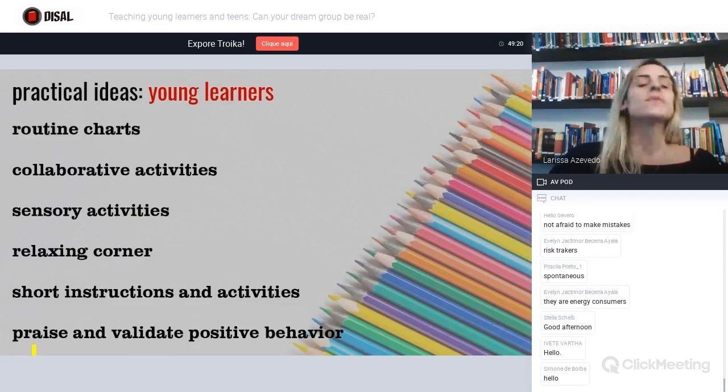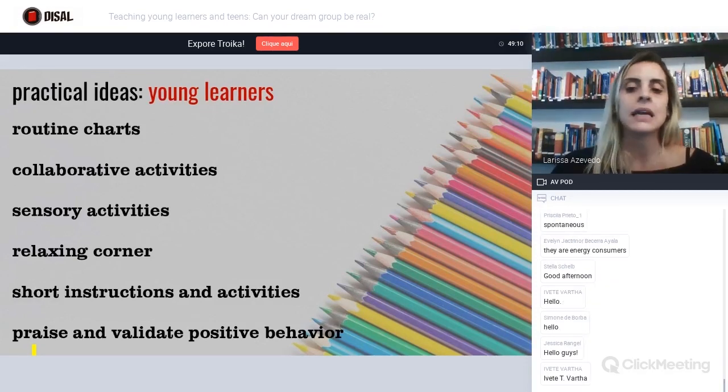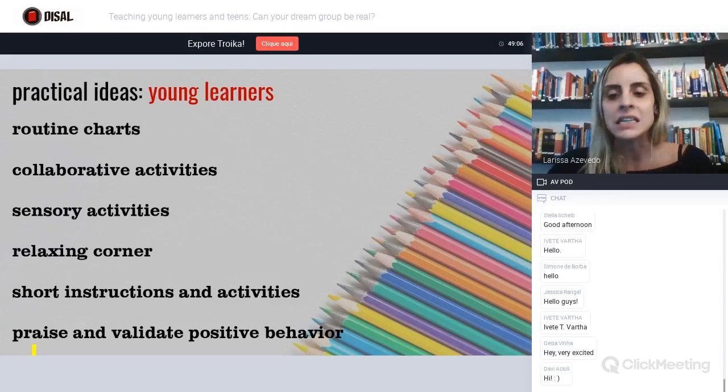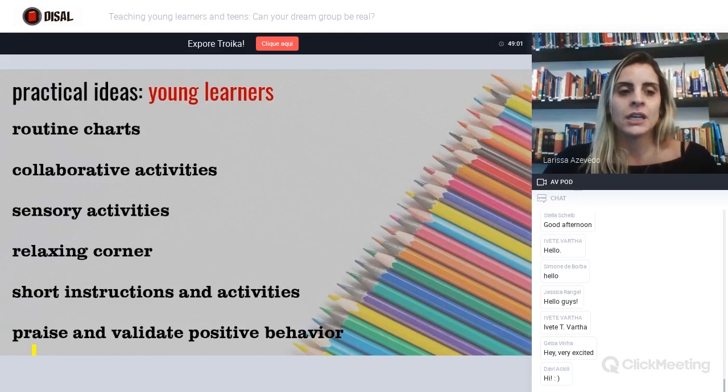Let's move on. So now that we know young learners a little bit better, let's take a look at some ideas that can help us in the classroom. How can we adapt our lessons and our practices in a way that we take into consideration their needs and all the changes they are going through?